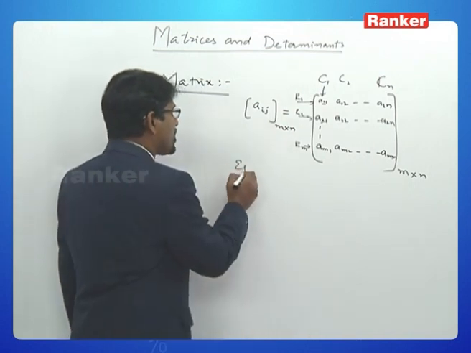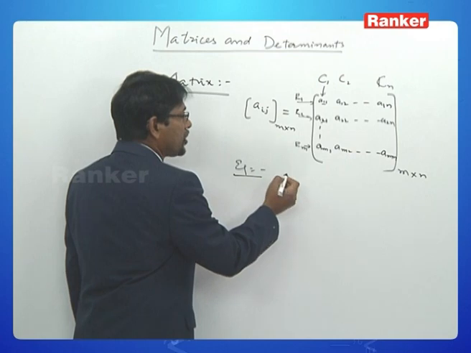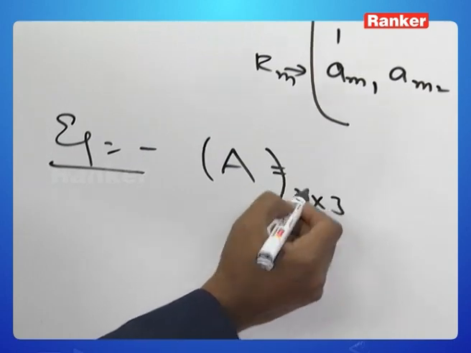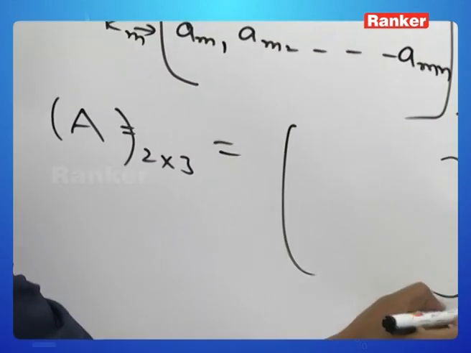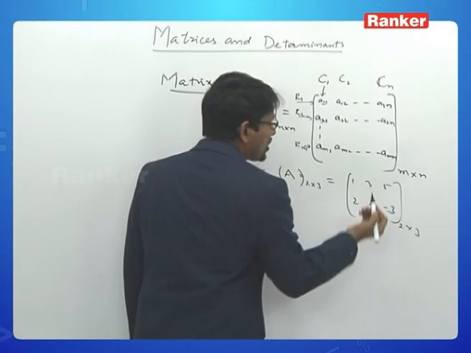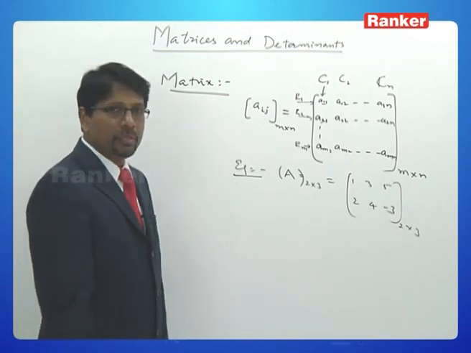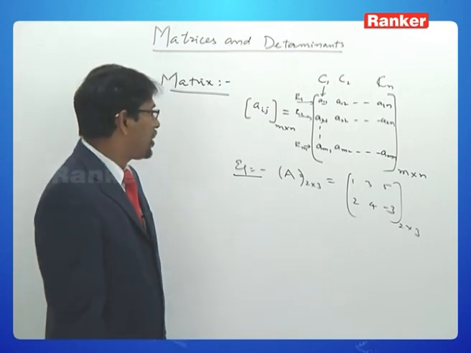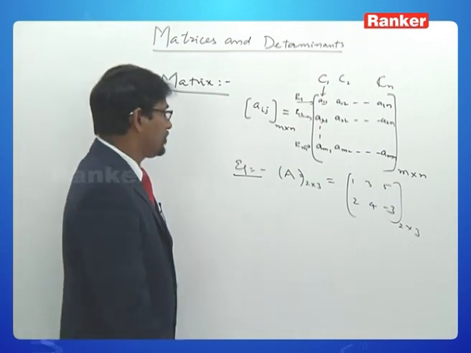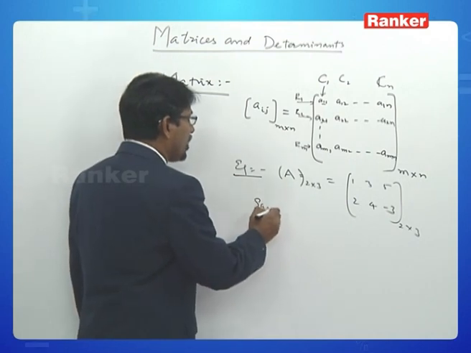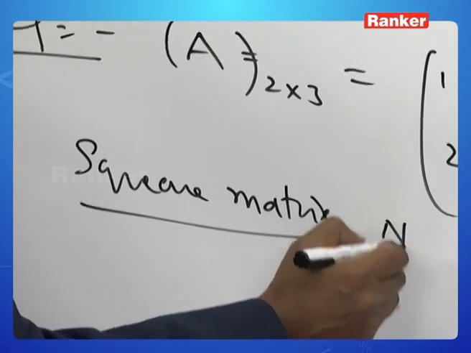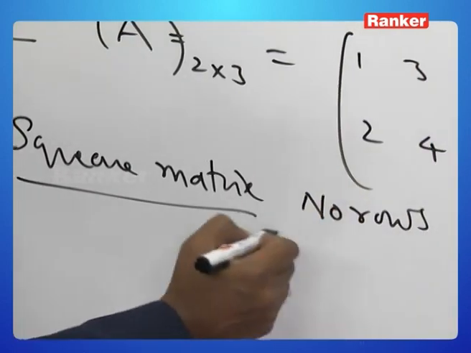We'll give one simple example: a 2 by 3 matrix. Suppose A is a 2 by 3 matrix. So 2 rows and 3 columns we have to write: 1 3 5, 2 4 minus 3, something like this. This is a 2 row, 3 column matrix. We also have square matrices, in which the number of rows and columns are the same. Number of rows is equal to number of columns.